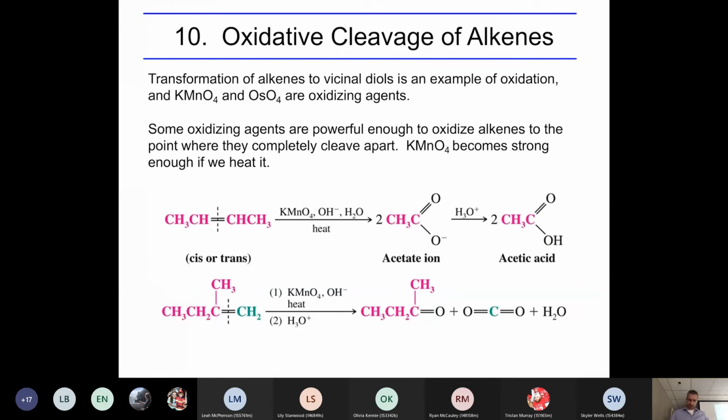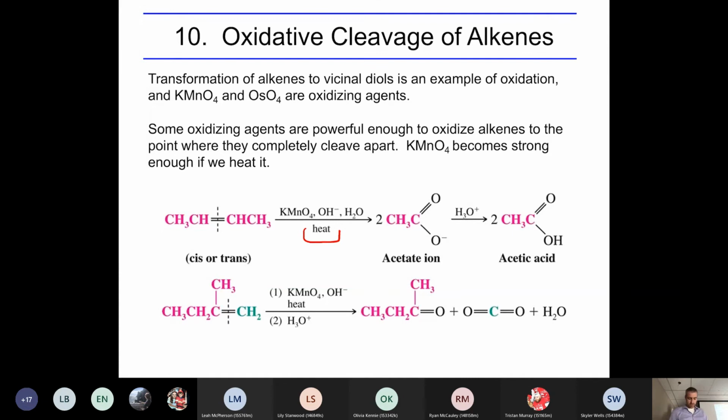Oxidative cleavage of alkenes. So let's say we're going to use potassium permanganate with base and water again, but this time we're going to heat the thing up. We're not going to do it cold. So this is the exact same conditions as before, but it's hot. What that does is it breaks that carbon-carbon double bond and oxidizes both carbons on both sides. And it oxidizes them all the way up to carboxylic acids.